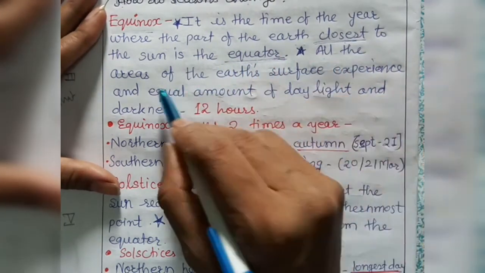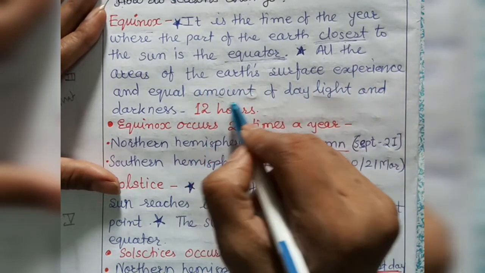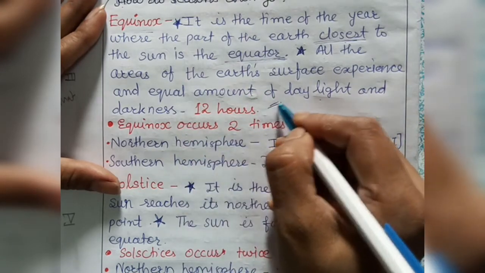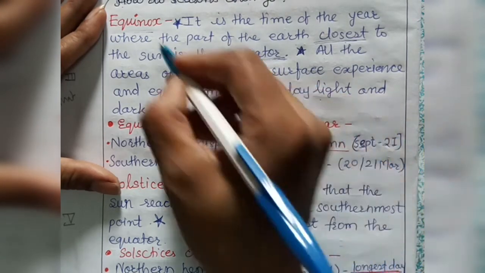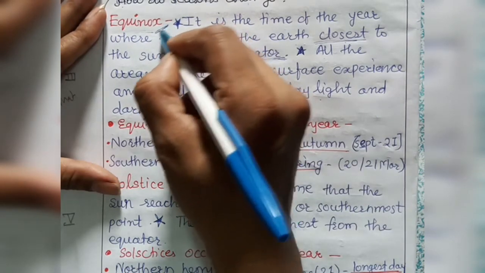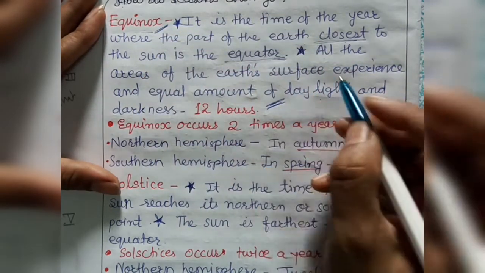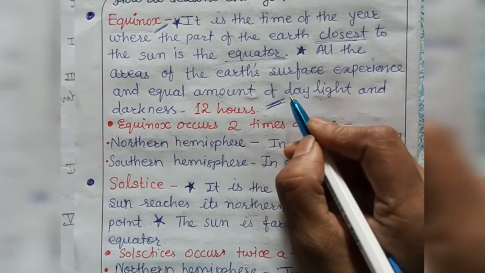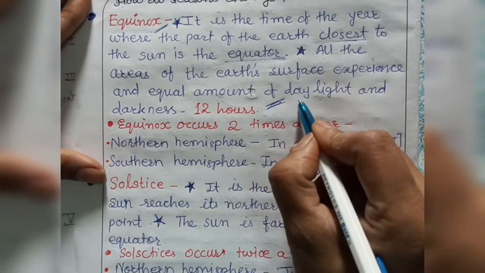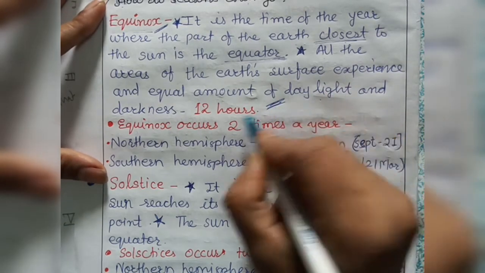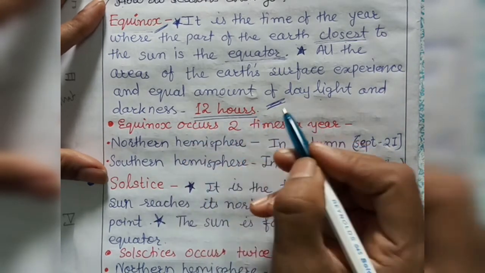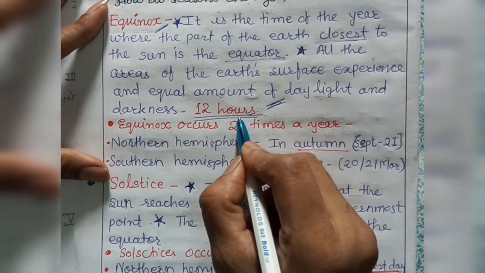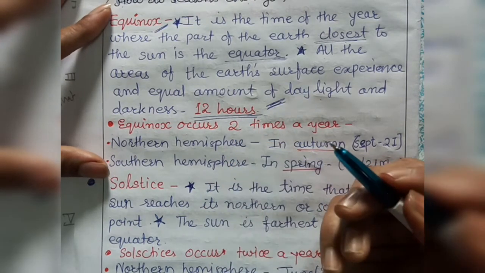Okay, all the areas of the earth's surface experience an equal amount of daylight and darkness, meaning equinox means equal duration of nights. Equal duration of nights. So here we can say that the whole world experiences the same duration of day and night, that is 12 hours of night and 12 hours of day. The whole world has an equal amount of daylight and darkness.